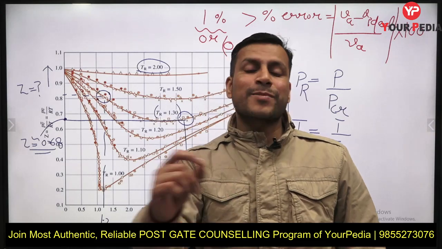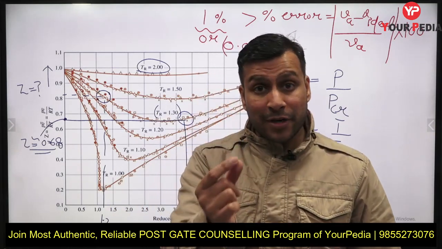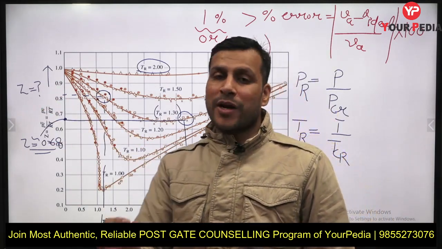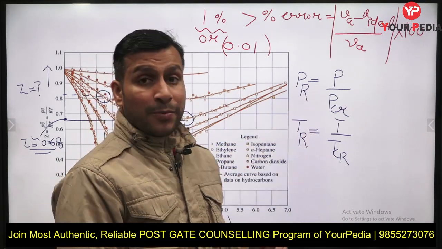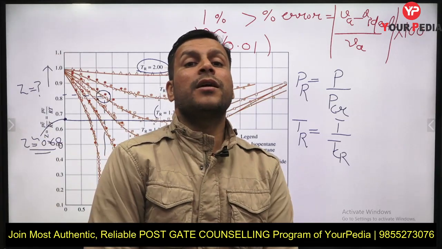So it is observed experimentally, if you take different gases at the same reduced pressure, at the same reduced temperature, their Z value, the compressibility factor, will come out the same. That's why these two factors are defined, the reduced pressure and reduced temperature: the pressure and the temperature of a gas in relation to their critical temperature and pressure.